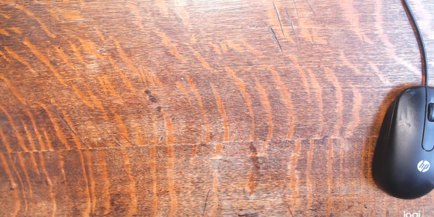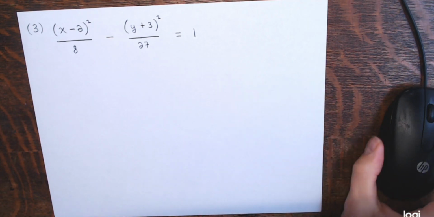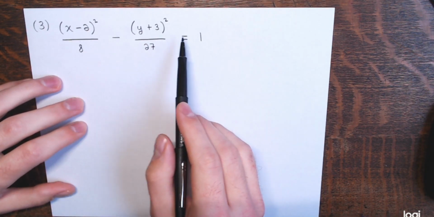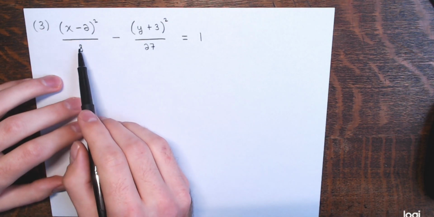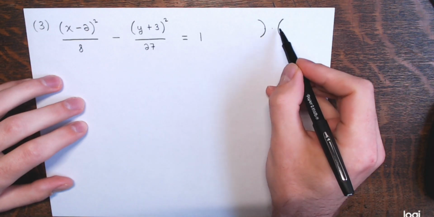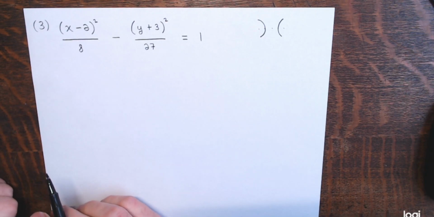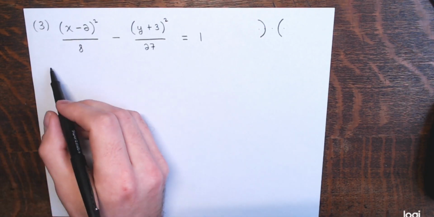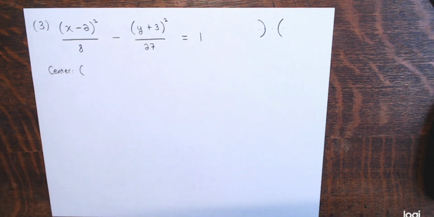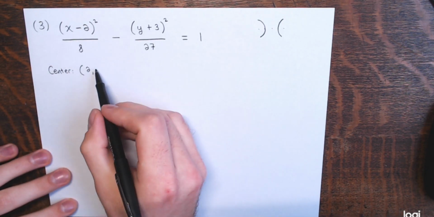Got another example here where it's already in standard form, so this should be a lot quicker. The x squared term is first minus the y squared term, so it's going to be another one where the transverse axis is horizontal, where the foci and vertices are on a horizontal line. They're to the right and left of the center. And if it's in standard form, again, the center should be easy to identify. It's just 2 for the x coordinate and negative 3 for the y coordinate.